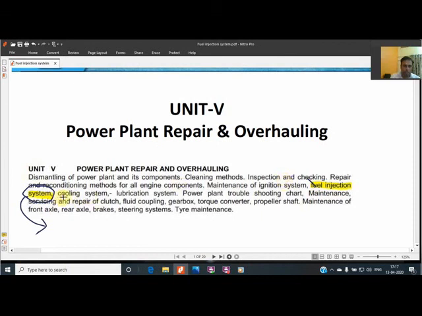Later on we will cover similar things, such as cooling system parts and how to rectify the problems, lubrication system parts, how they work and how to rectify the problems, and one by one we will cover up all the topics. If any query is there, then please do inform me and please go through the videos. Thank you.